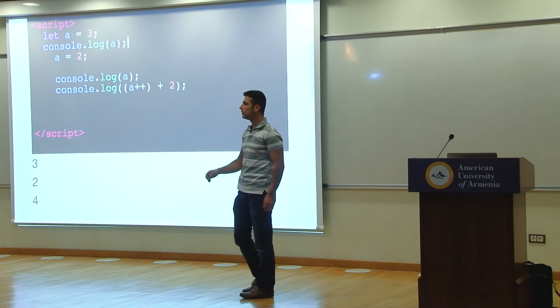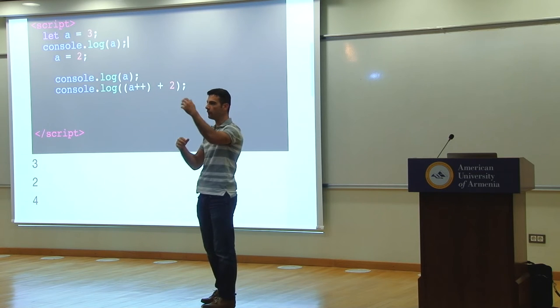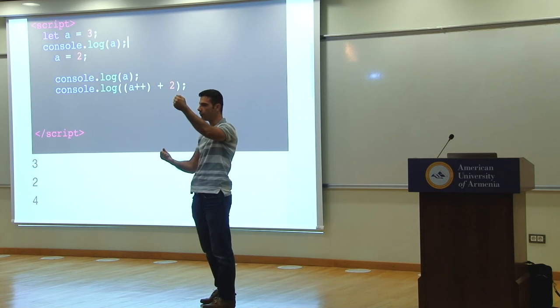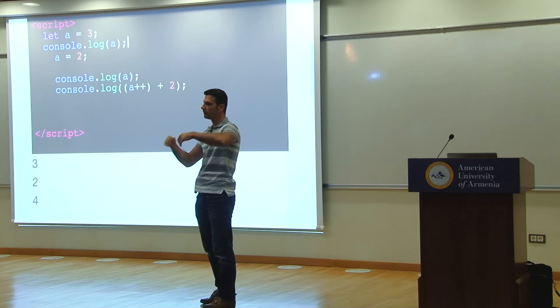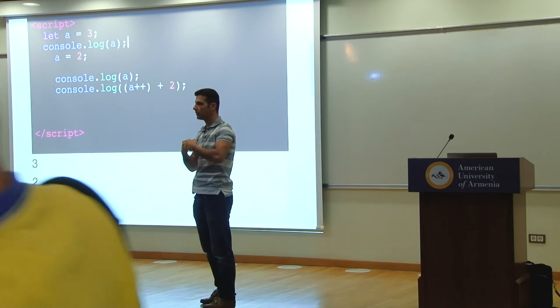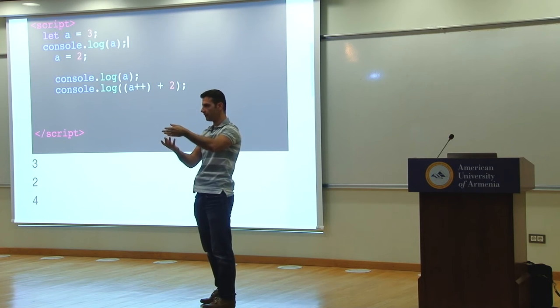OK, so you can't make two variables, a const and a let, with the same name. You get a collision. That's illegal. Same thing, you can't name the same thing, obviously.